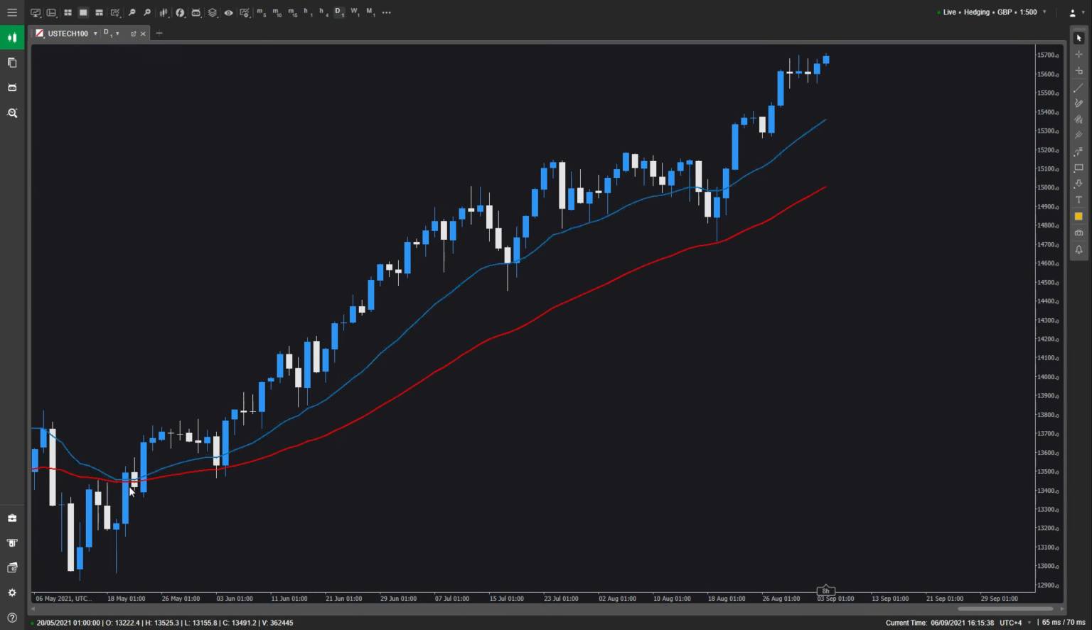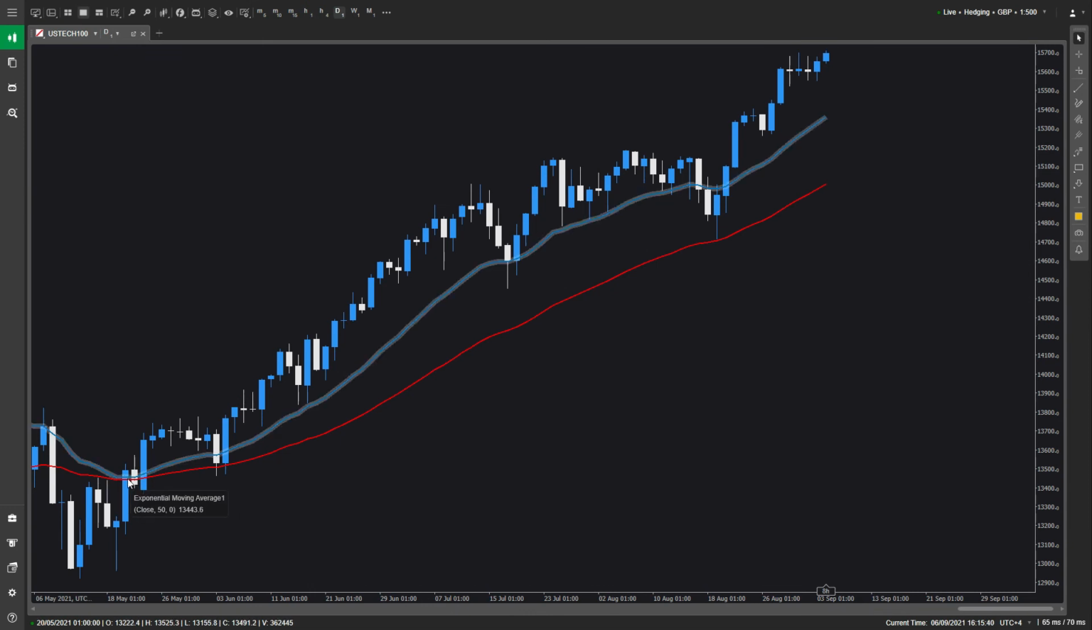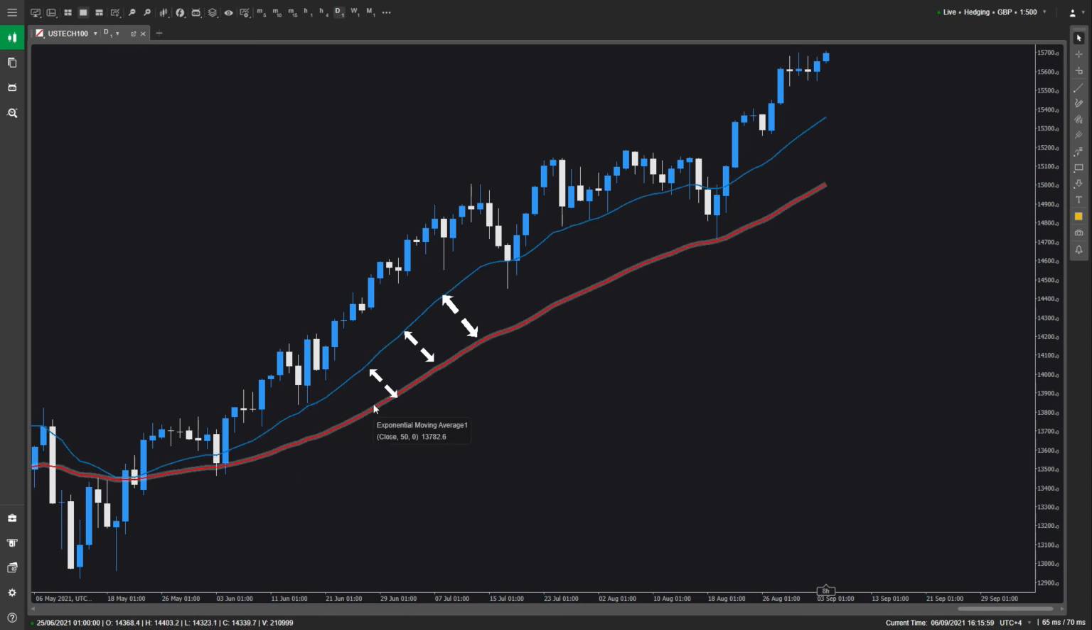From the very bottom down here, we've got the blue and the red line, blue being the 20 and the red being the 50. We've got these lines separating apart. Now, as they continue to separate, that means the trend is increasing in strength. And you can see as we get this quite extraordinary move here, these moving averages are continuing to separate.